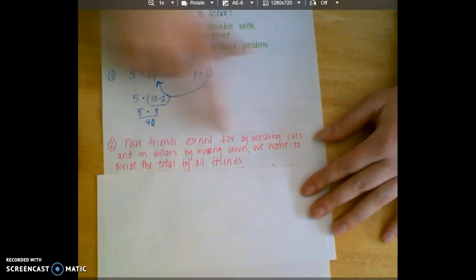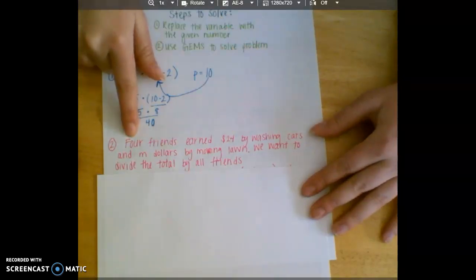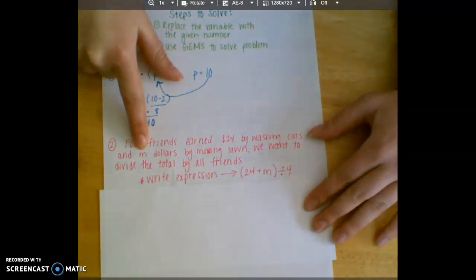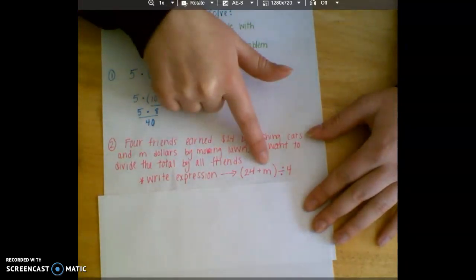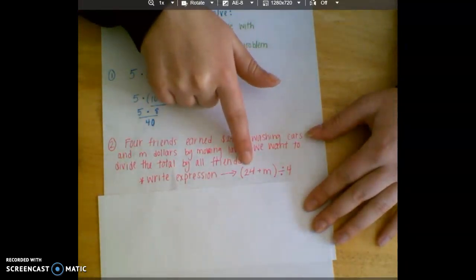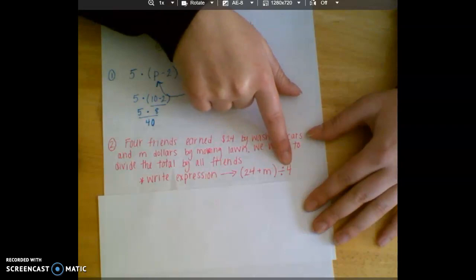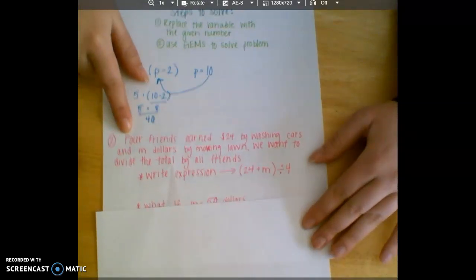We know we have $24. We know we have 4 friends. And we know we have M amount of dollars. So right here, I wrote the expression. We're going to do 24 plus M, which is our lawn cutting plus washing the car. And then we are going to divide by 4. Why am I dividing by 4? Think in your head. You're right. I'm dividing by 4 because I have 4 friends that need to get the money.